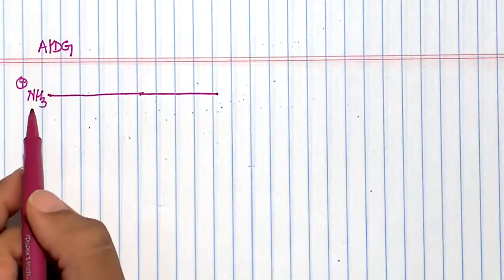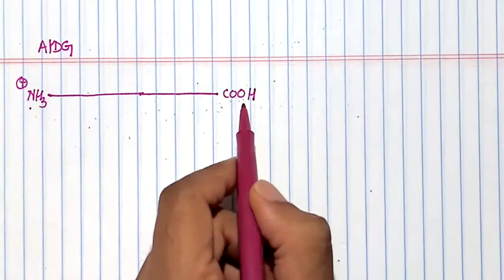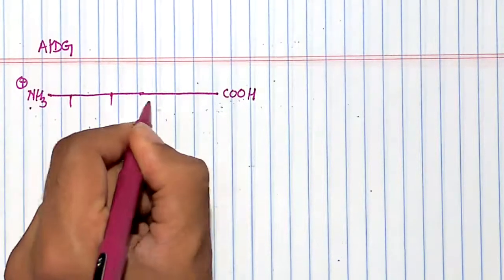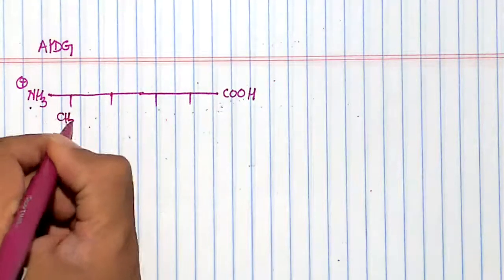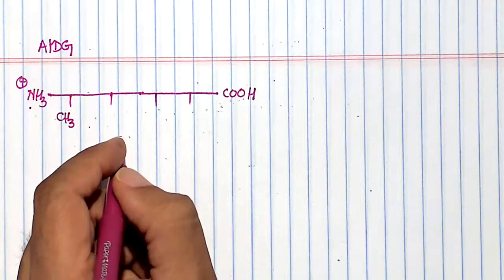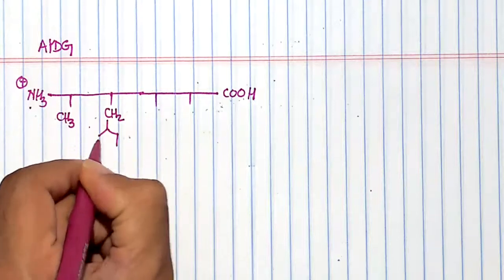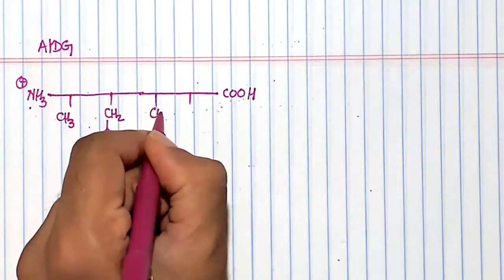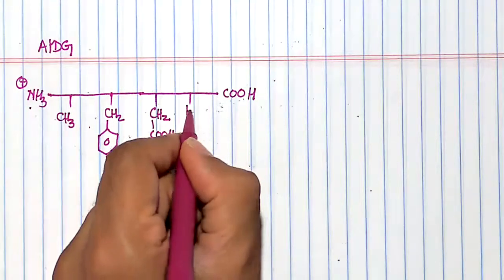is draw my alpha amino group of the first amino acid, draw my alpha carboxylic group of my last amino acid, and how many side chains do I have? 1, 2, 3, 4. And then I'll just draw my side chains. So alanine side chain is CH3. Tyrosine side chain is CH2, benzene, OH. Aspartic acid side chain is CH2, COOH. And then glycine side chain is H.